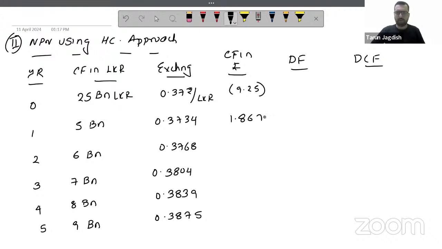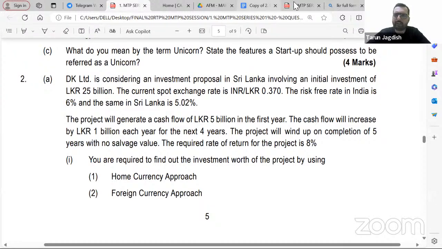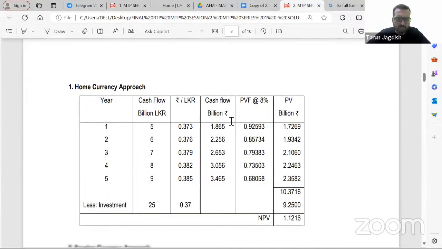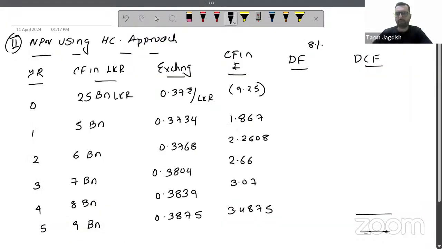Here you will get 1.867, 2.2608, 2.66, 3.07, and 3.4875. Now I should take the discount factor in India. So I am assuming that 8% is the discount factor in India, friends. Let's just cross check how your textbooks have taken it. Yes, they have also taken it as the discount factor in India. So from this, we need to work out now.